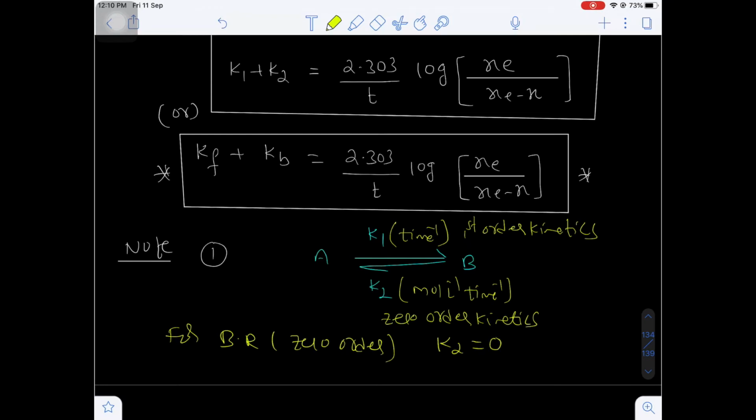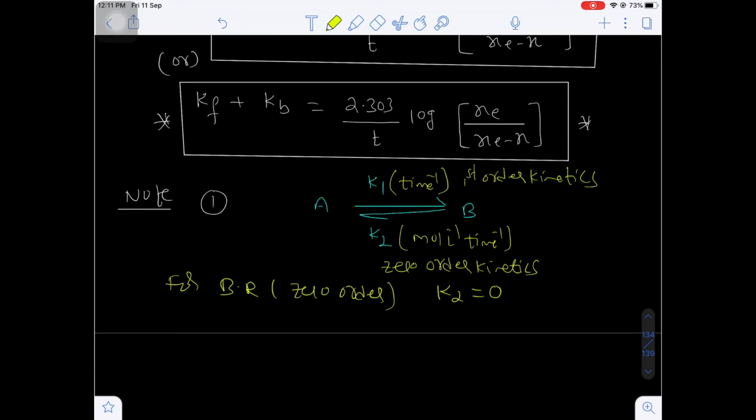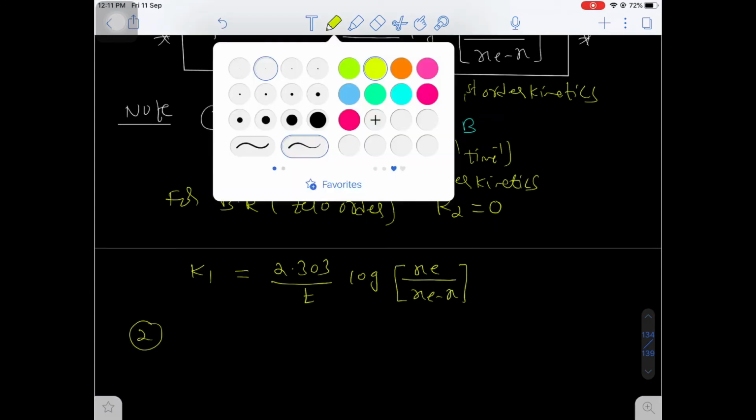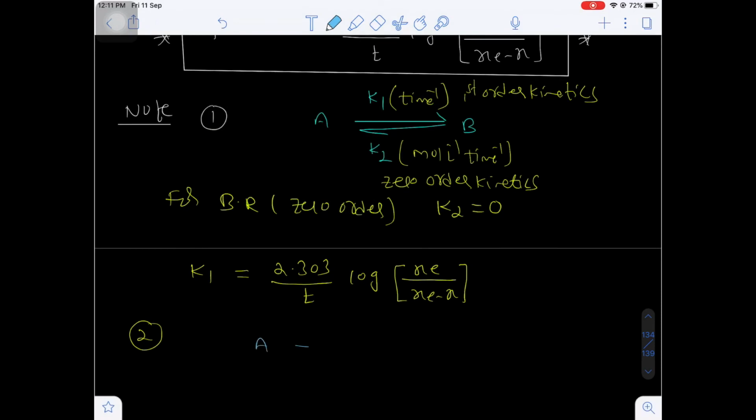Otherwise you can simplify the total expression. Now what will be the final expression? k1 plus k2, and instead of k2 I am taking 0. So k1 equals 2.303 by t logarithm of xe divided by xe minus x. We have to put the k2 value as 0 if the backward reaction is zero order kinetics. Are you getting my point? Let's suppose I am giving one more example here. A gives B.